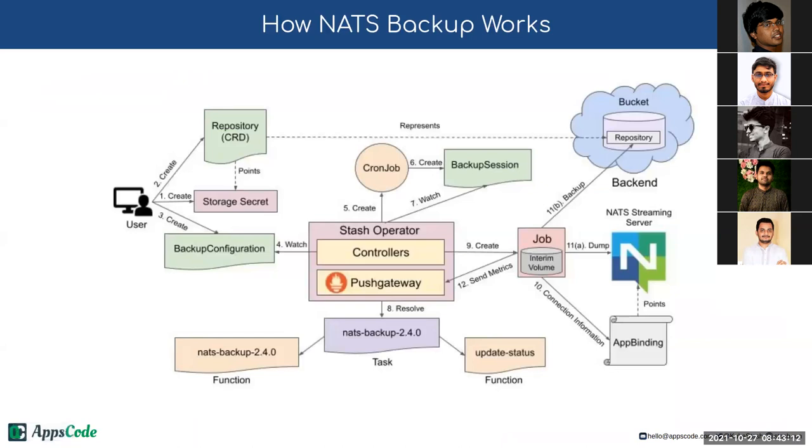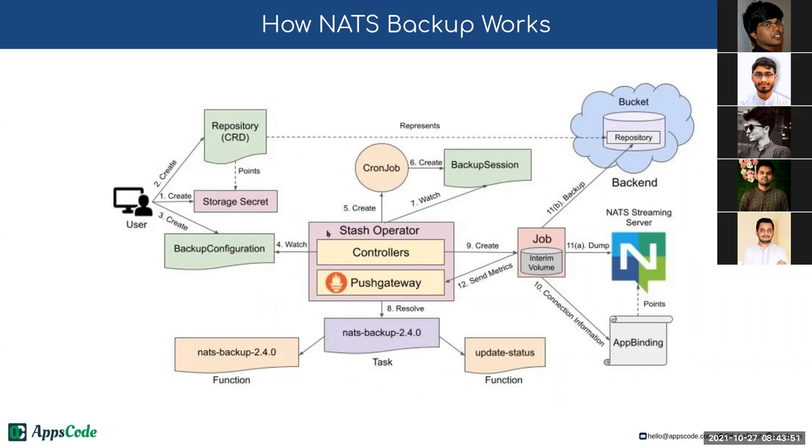First I will tell you how the NATS backup works. This is the backup flow. So a user first creates a storage secret. This storage secret contains the access credential for the cloud storage. And then the user creates a repository. This repository points to this storage secret, and this repository will contain the storage information that is in the cloud. Then the user creates a backup configuration. This backup configuration basically specifies a schedule and a target to take the backup.